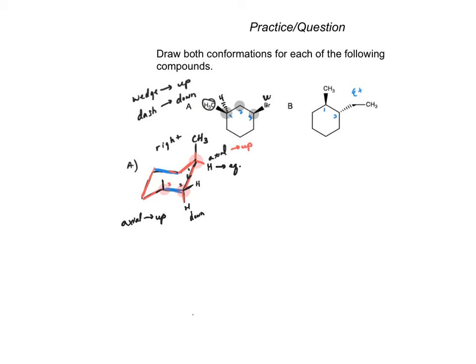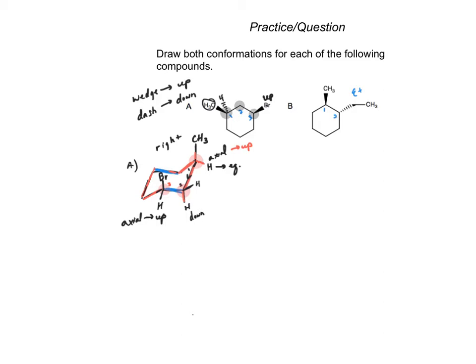Bromine is also going to be up. It's on that wedge, so this guy would be here. And then in the down position here is the equatorial. Equatorial is going to be parallel to this guy, so it's going to come out like this.